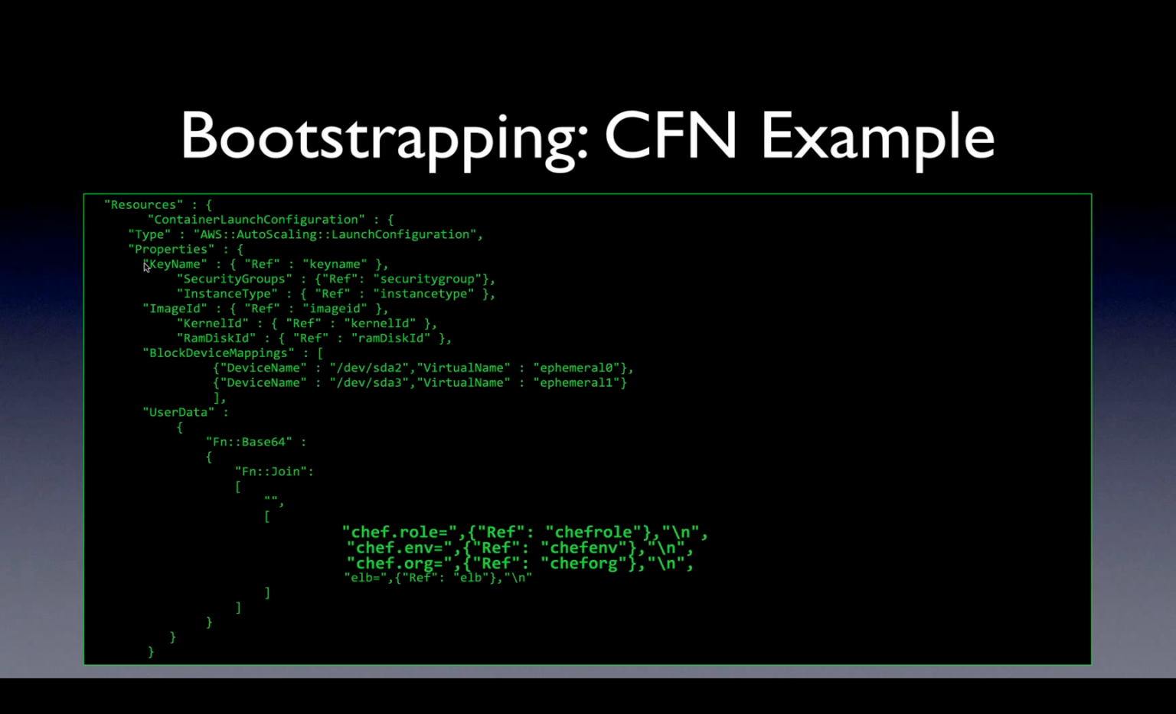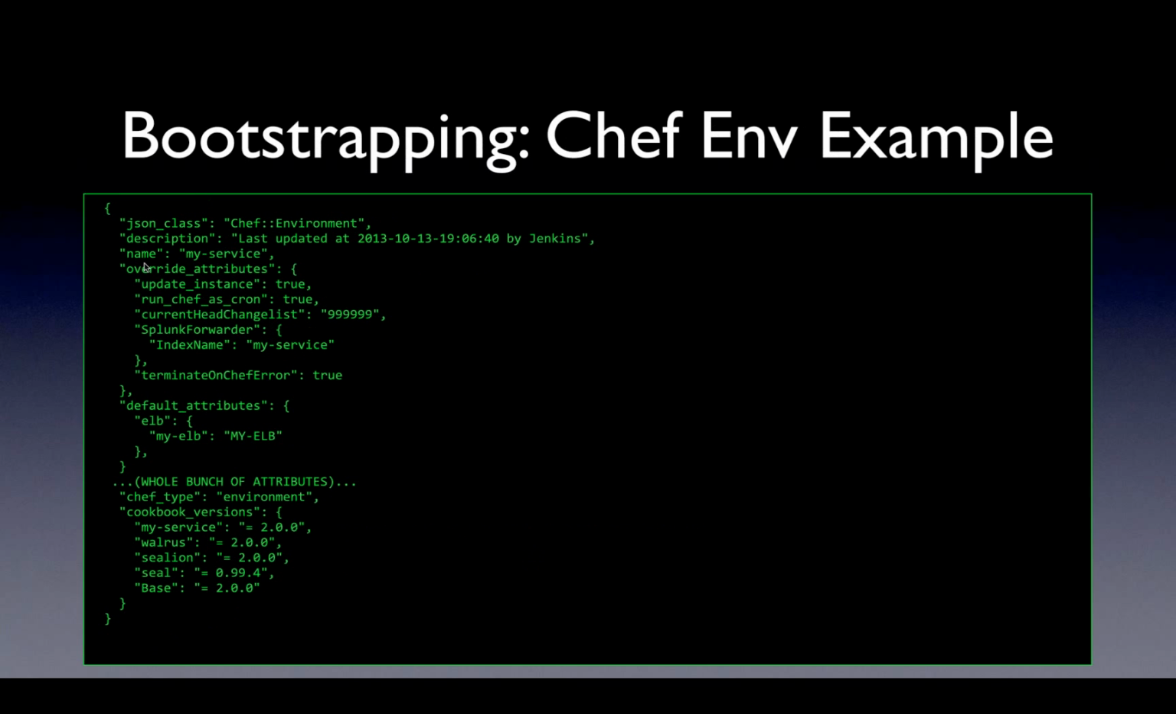Having multiple Chef organizations allows us to have that level of isolation from product team to product team. These different attributes will then tell the bootstrapping script how to go and talk to the hosted Chef service.